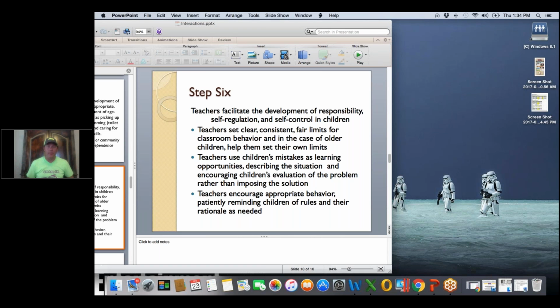Now, some tips on how we're going to do this. We're going to set clear, consistent, fair limits for our children, all right? But your older kids, help them set their own limits. I just cannot tell you how important the consistency is. And that's when we go back to classroom management. The two biggest tips for classroom management are rituals and routines. You being that consistent teacher when it comes to self-regulation and self-control is imperative, because children have got to know what is expected of them.